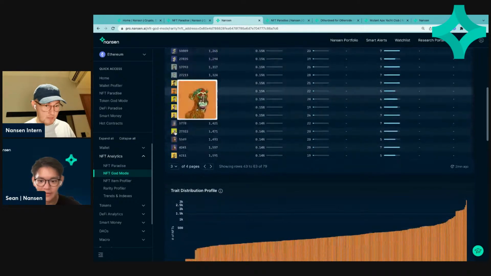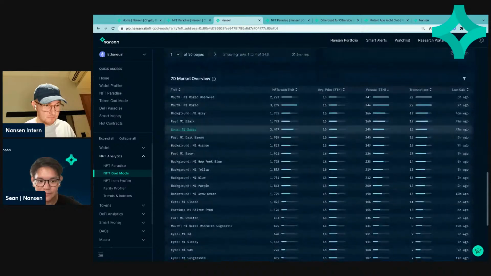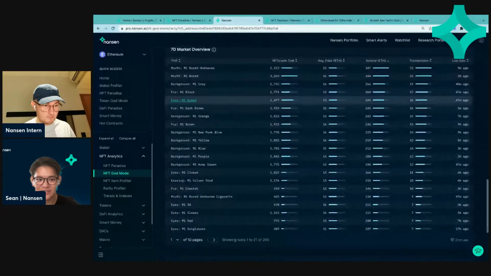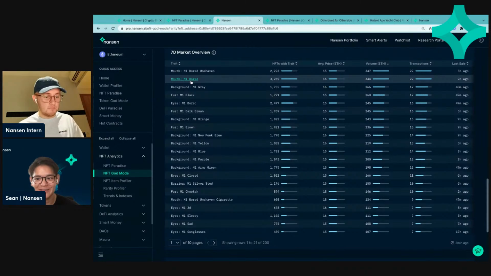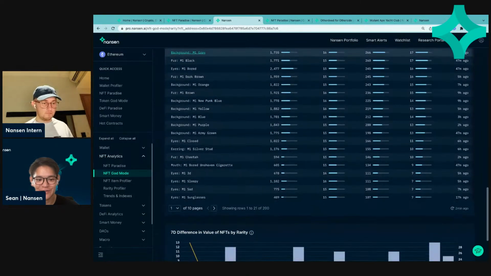Yeah, that's really nice. Yeah, over here, this chart is interesting as well, right? You kind of see how the market is performing based on trades. Yeah, so that's really cool.